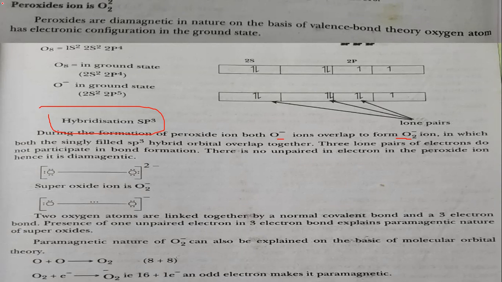Today we are going to study the peroxide ion, that is O2 2-. Peroxides are diamagnetic in nature. On the basis of valence bond theory, the oxygen atom has an electronic configuration in the ground state.